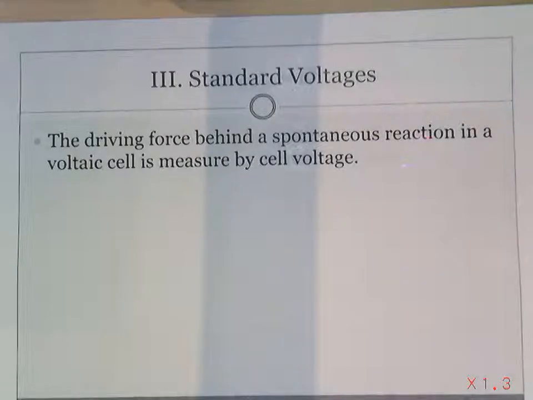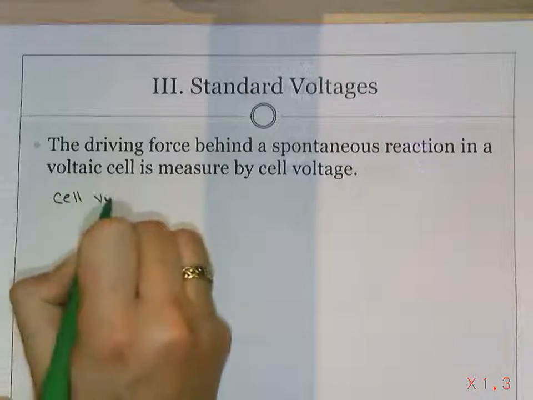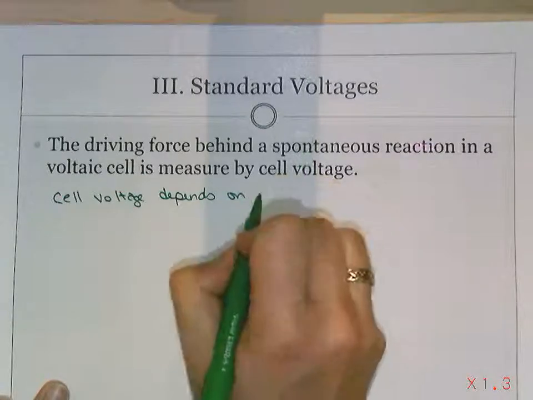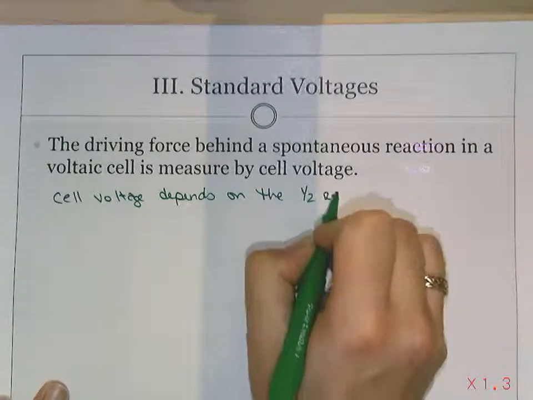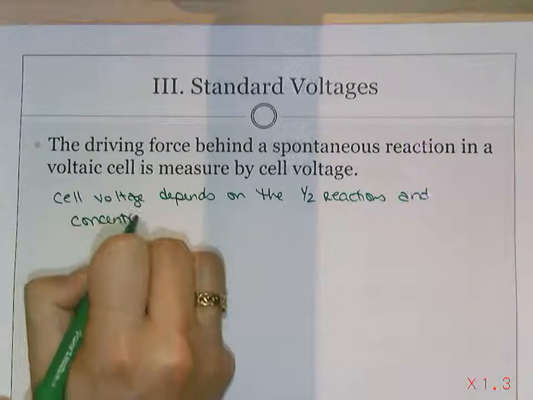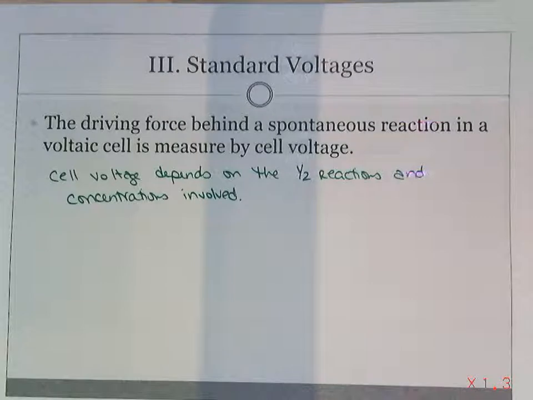So now we can draw a cell, which means we can predict what products and reactants will be made. But the whole point of having a voltaic cell is to make some voltage. So we want to be able to say, these are the things going in, and measure that cell voltage. So, just like I had before, cell voltage is going to depend on which two half reactions you put together and what concentrations you have of everybody.